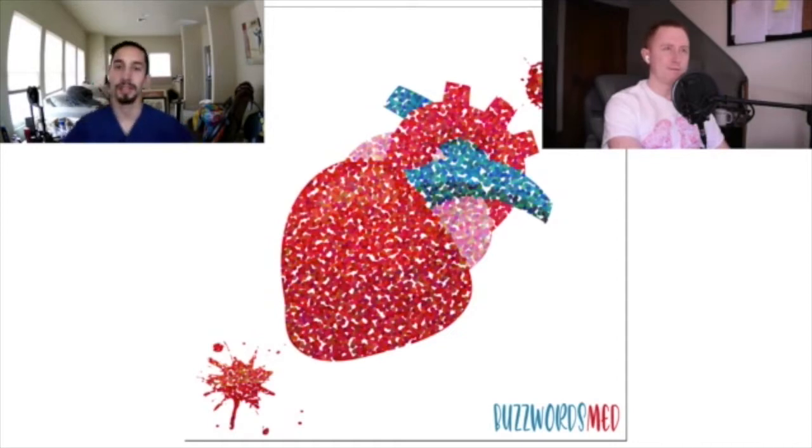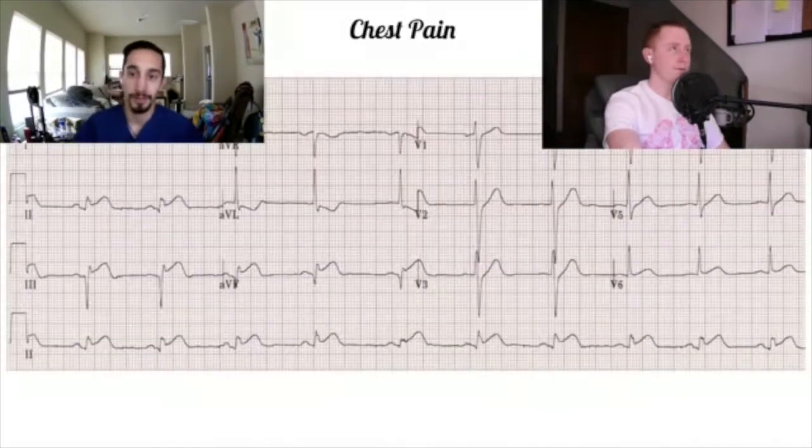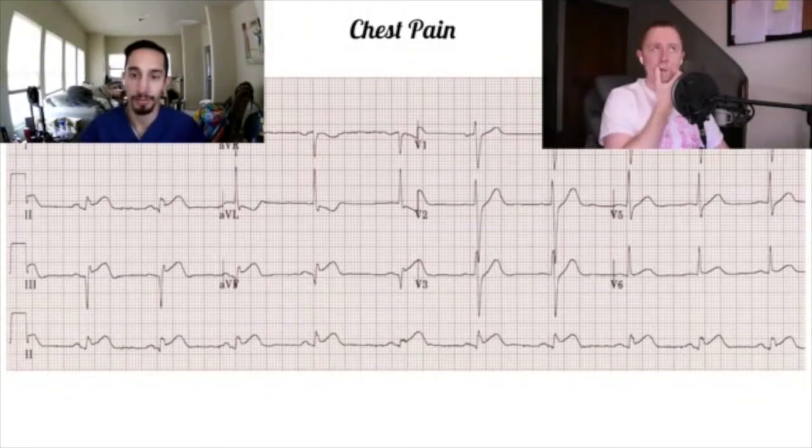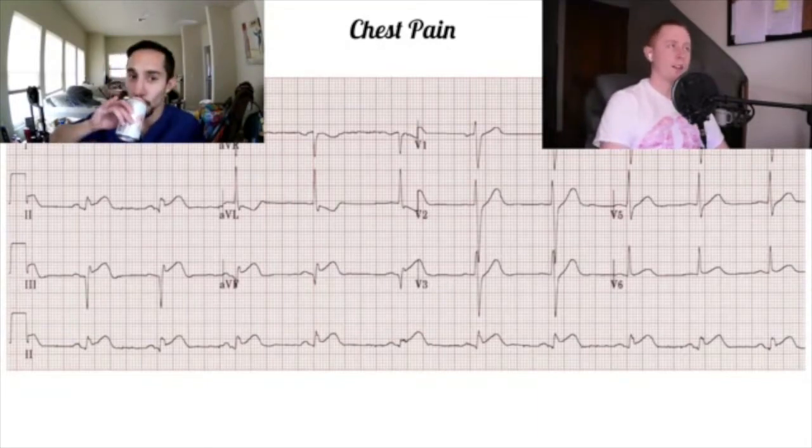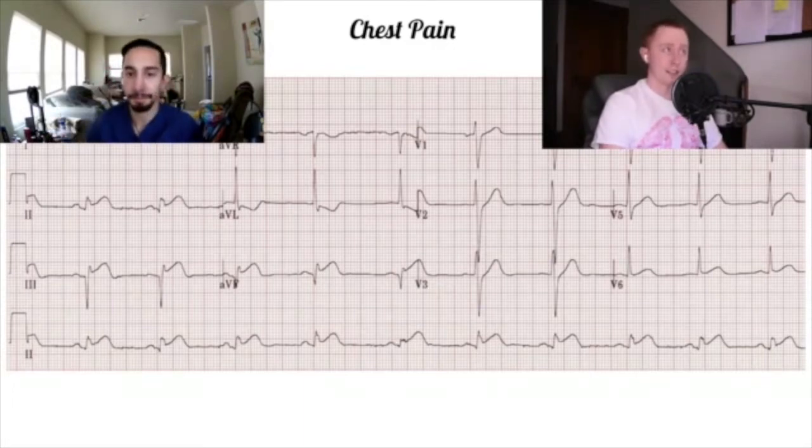Tell us what you see in this EKG. I see the text on the top saying chest pain, which clues me in a little bit. But what I also see for those at home who are listening on audio is in leads 2, 3, and AVF, I actually see some ST segment elevation relative to the baseline with some peaked T waves, which would make me concerned about an inferior myocardial infarction, probably in the right coronary artery branch specifically.